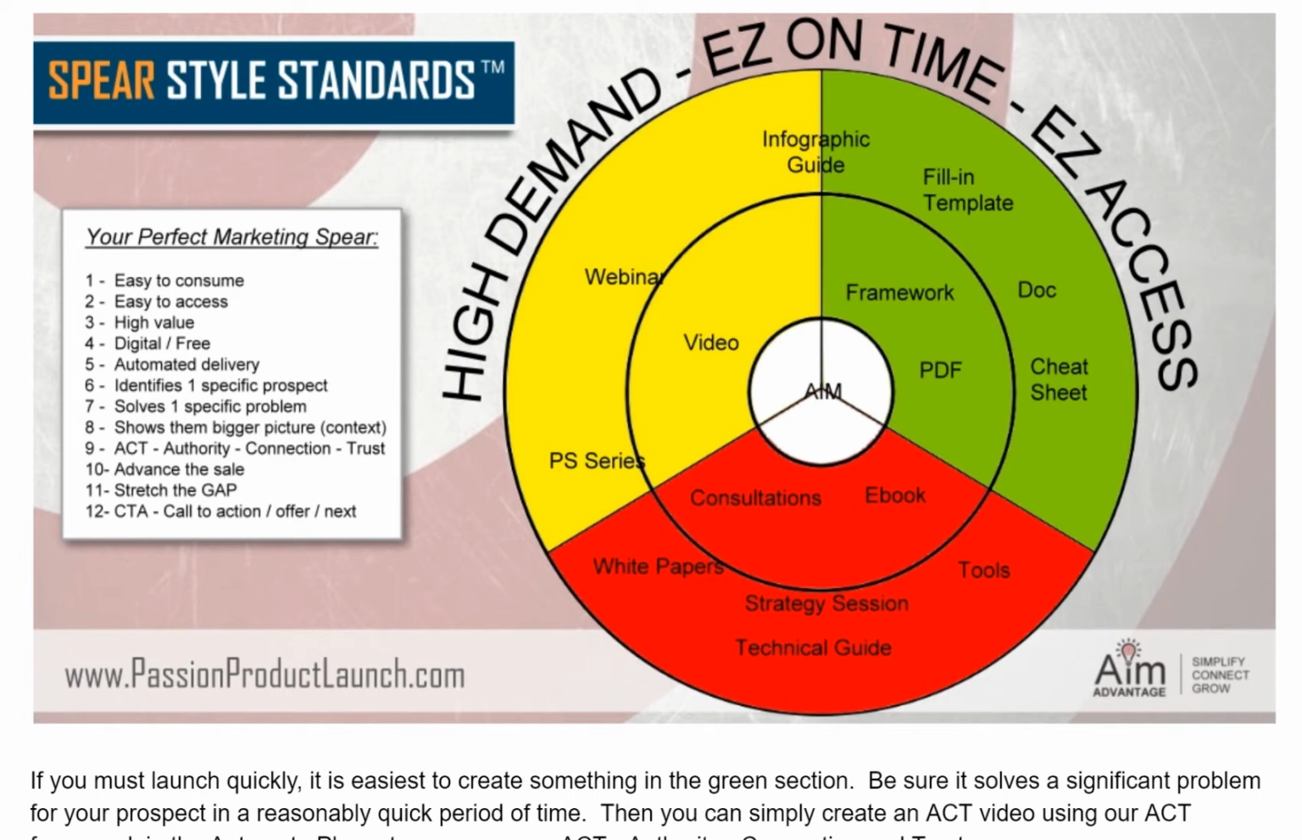So those same steps that I listed above are right here on this mini framework. If you look at the green section, it could be a fill-in template, a checklist, a cheat sheet, a document that helps them map out things or organize things, a framework or a PDF. Those are all very easy to create, easy to consume. An infographic guide is kind of in the middle on the top there in the yellow section. Webinar videos or a problem solution series. These are also high demand.